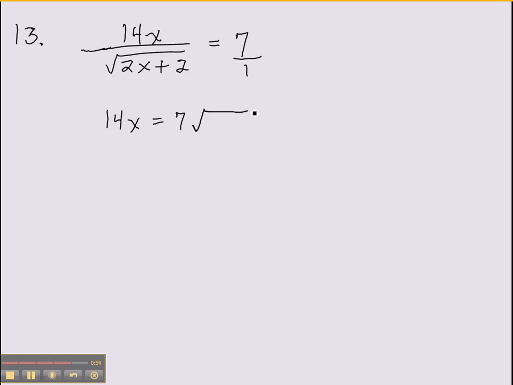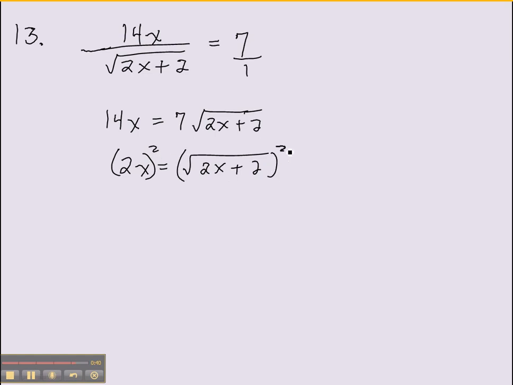You could divide both sides by 7 to simplify things a little bit. Then you could square both sides. Now when you square both sides, remember to square the 2 and the x. So that's really 4x squared. And that's 2x plus 2. You could divide both sides by 2 again if you like.